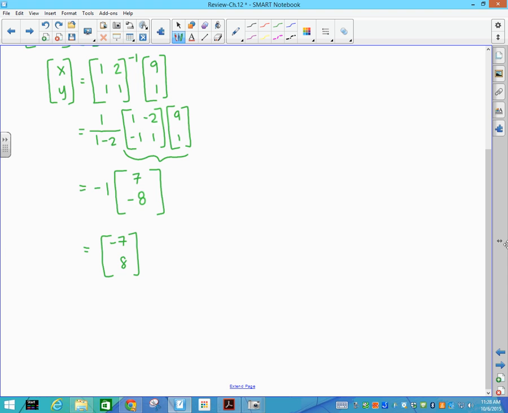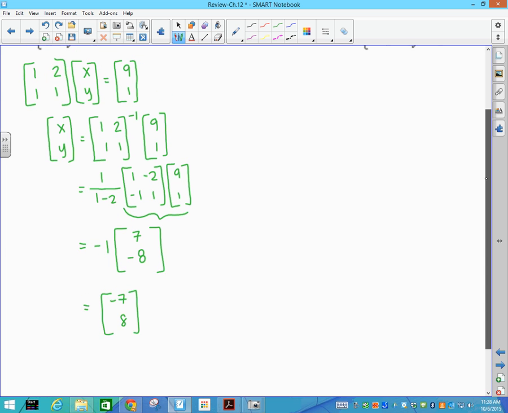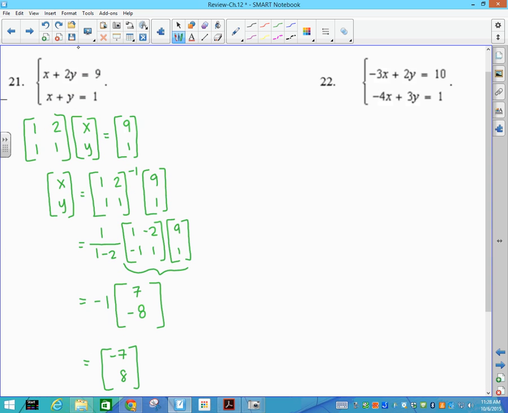But as I've mentioned before, this is just a method of solving. So the correct way to write your answer when you have a system of equations, because this is a line and a line, and they intersect at a point, is as an ordered pair. So the answer to my problem is -7, 8.